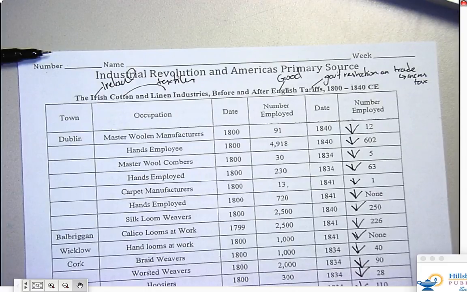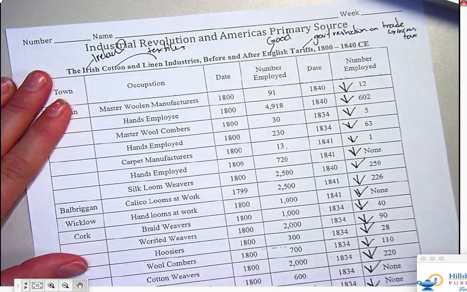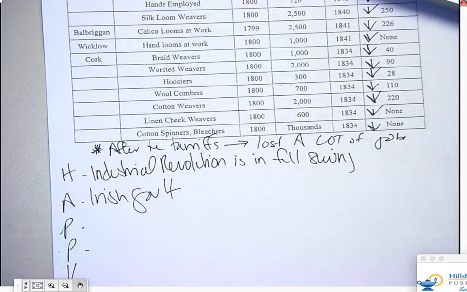Who? Why are they making this? Who is it for, Dean? Irish government. Okay, what is the purpose of this piece? What is the purpose of this piece, Jessica? To show that after tariffs, the government went down. Okay.